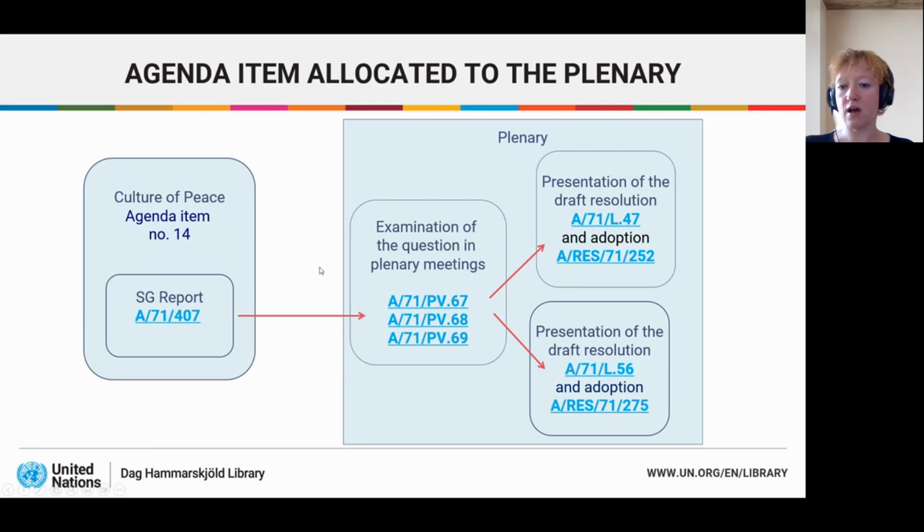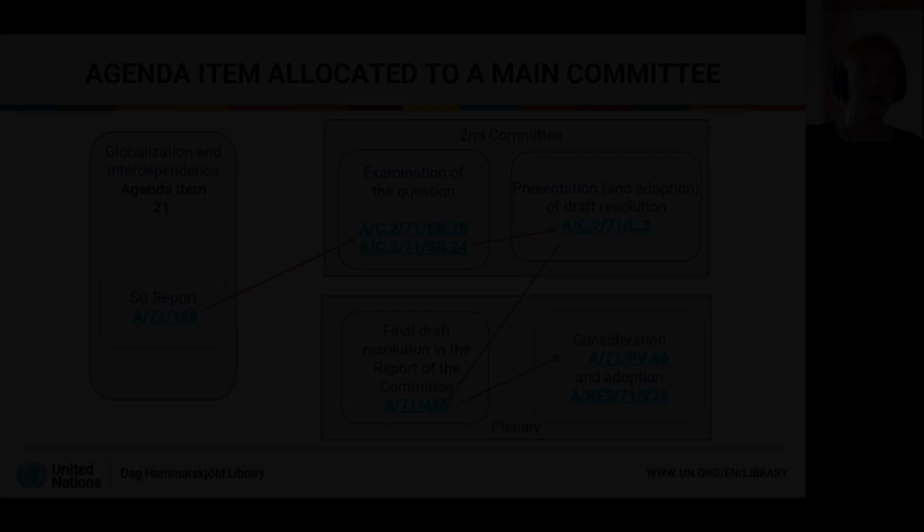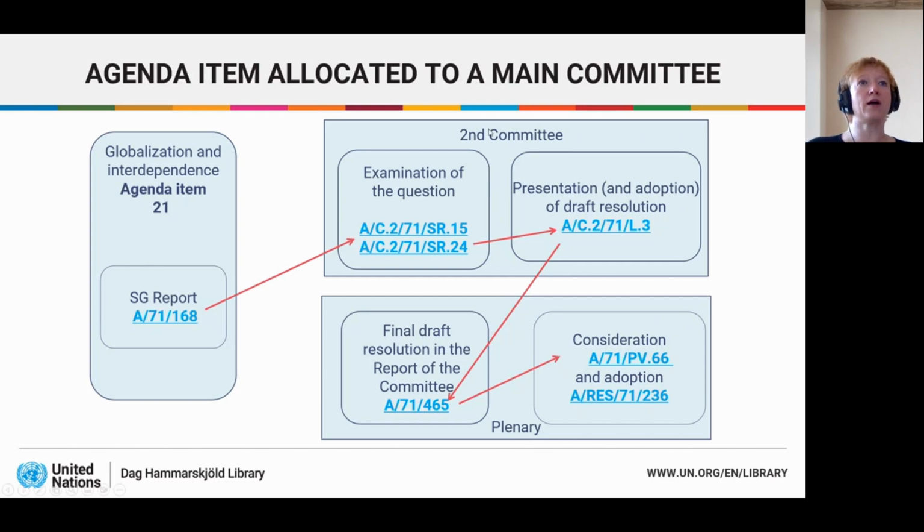So now an agenda item is allocated to one of the main committees. In our example here, we have an example from the second committee. Again, we have an agenda item. This time it's number 21, globalization and interdependence. We have a Secretary General's report on this agenda item. And then the question is discussed in a meeting of the second committee.